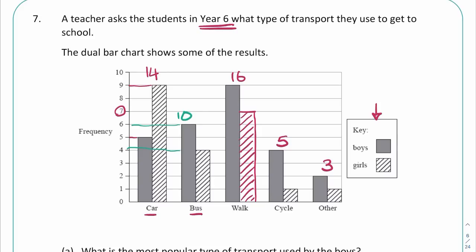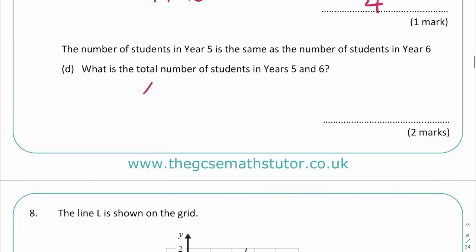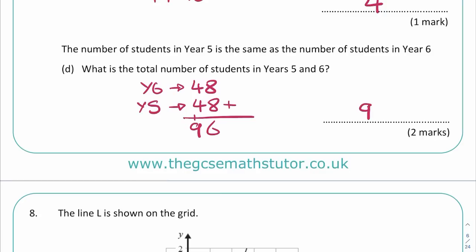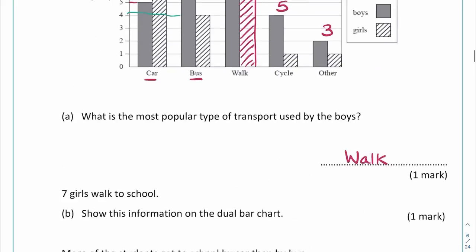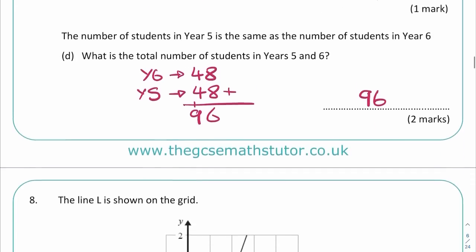So we've got 14, 24, 45, 48. There we go. So it's 48 there. So in year 6, let's just write year 6, there are 48. So that means in year 5, there will also be 48. Let's write that properly. 48. And all we need to do is add those together. So that'd be 96. Again, you can just do your column addition there, but that comes up to 96. And there we go. There is some using or interpreting a dual bar chart.